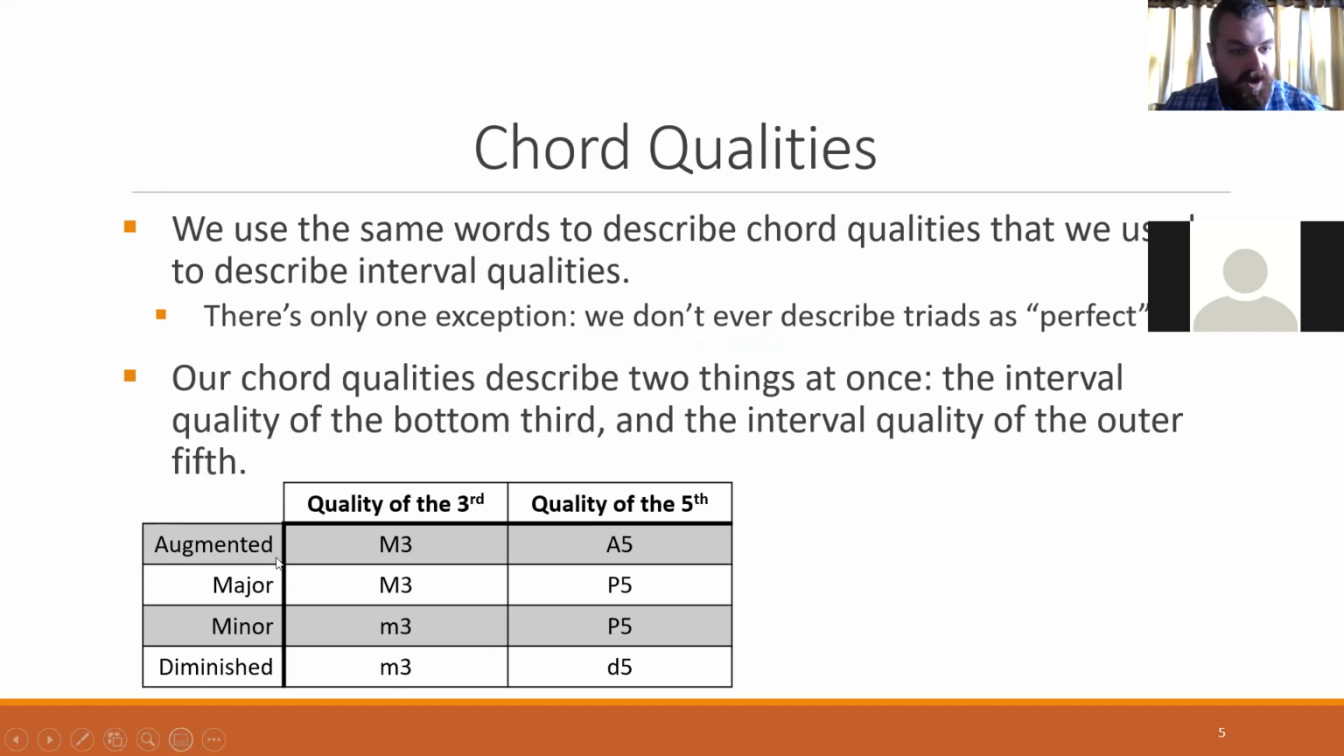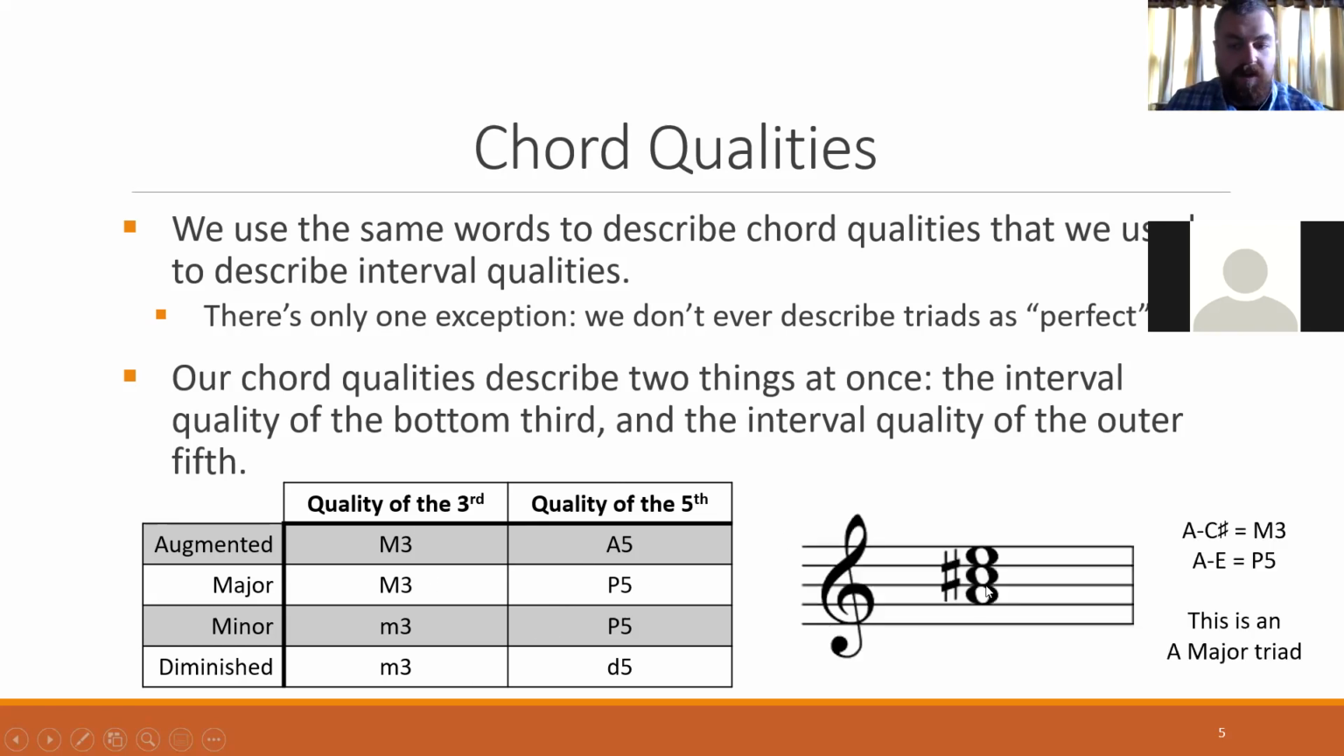So I'm going to talk through this chart here. Our chord qualities describe two things at once: the interval quality of the bottom third and the interval quality of the outer fifth. The top third for us doesn't really matter. We're thinking from the bottom, the third, and then the fifth. So this chart represents that if we've got a major third between the bottom and the middle note, and we've got an augmented fifth between the bottom and the top note, that's an augmented chord. It needs both of those things. If a chord had a minor third and an augmented fifth, that's nothing. That's not something that we're going to be talking about. These configurations have to happen.